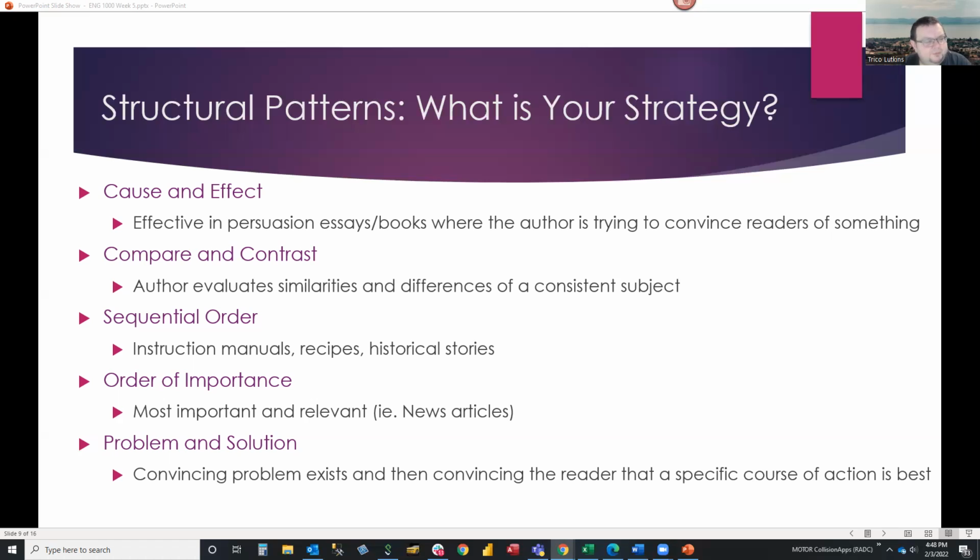And then you have problem and solution. They use this sometimes for argumentative essays, where they're arguing something and then doing a call to action, or there's some other essay they use it in, but I can't remember. Basically, it's convincing the reader that a problem exists, and then convincing the reader that a specific course of action is best.